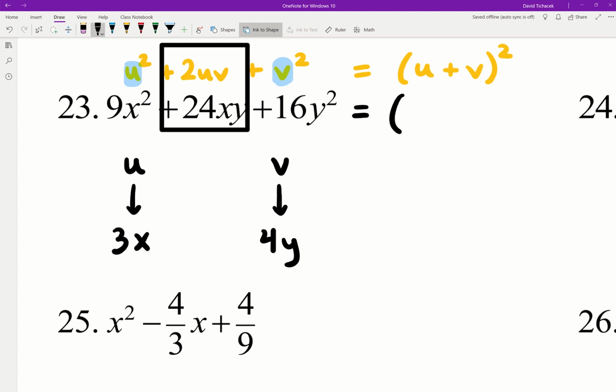We're going to go ahead and apply the formula. All we need to say here is whatever's playing the role of u, which for us was 3x, plus whatever's playing the role of v, which for us is 4y. We're going to square that, and that's going to be our final result in this problem.